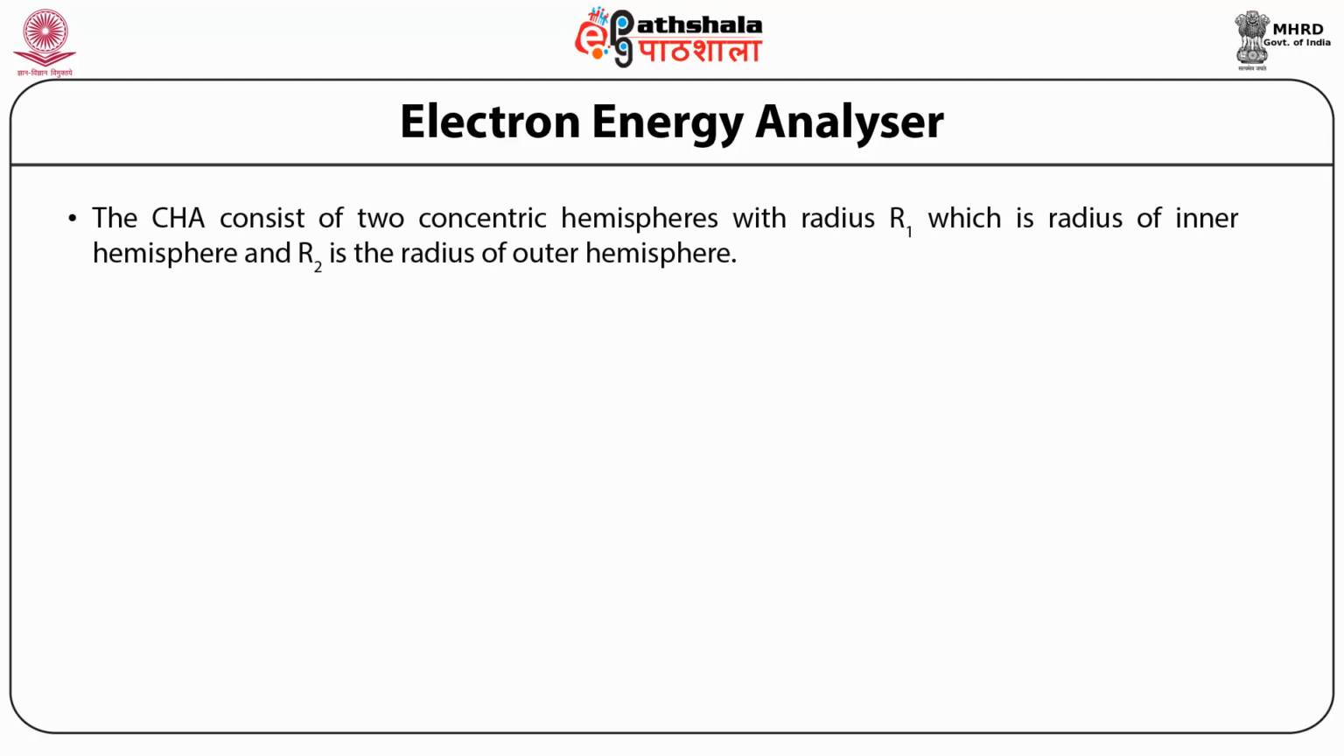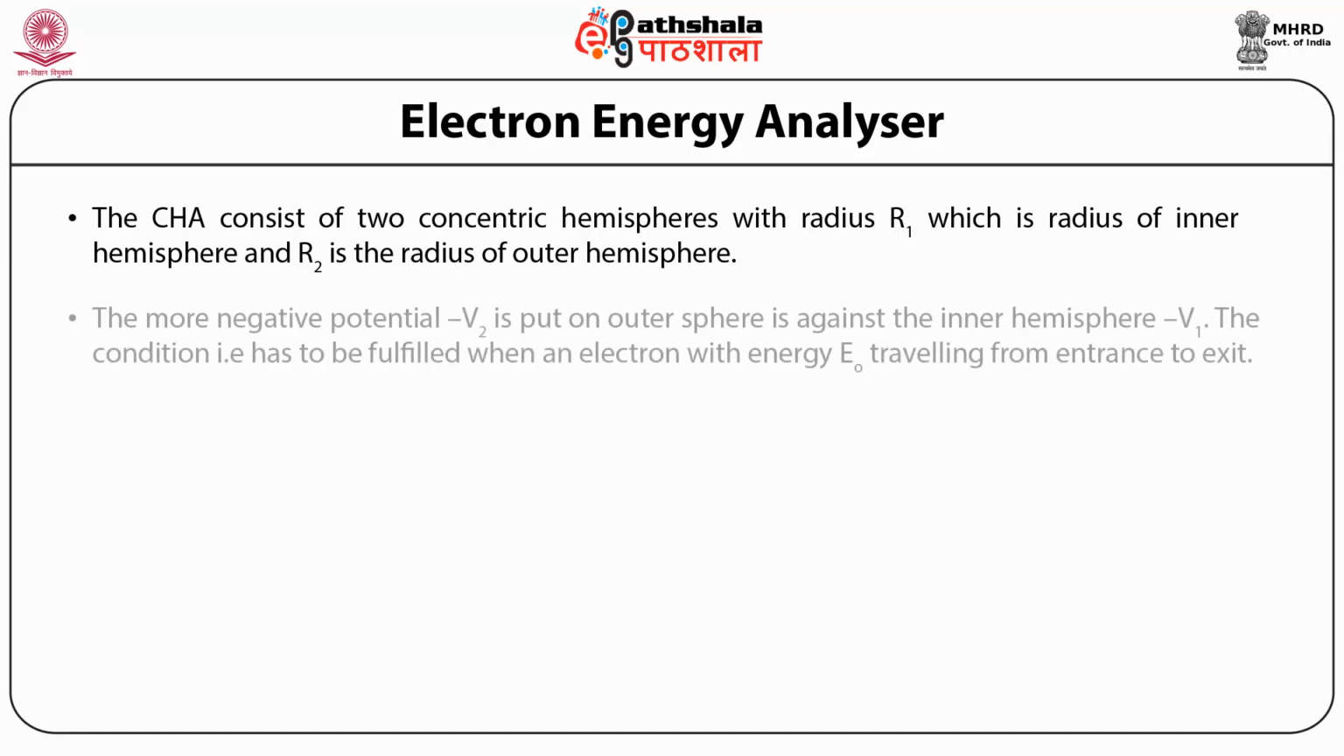The CHA consists of two concentric hemispheres with radius R1, the radius of the inner hemisphere, and R2, the radius of the outer hemisphere. The more negative potential minus V2 is put on the outer sphere, against minus V1 on the inner hemisphere. This is the condition that has to be fulfilled when an electron with energy E0 travels from entrance to exit.